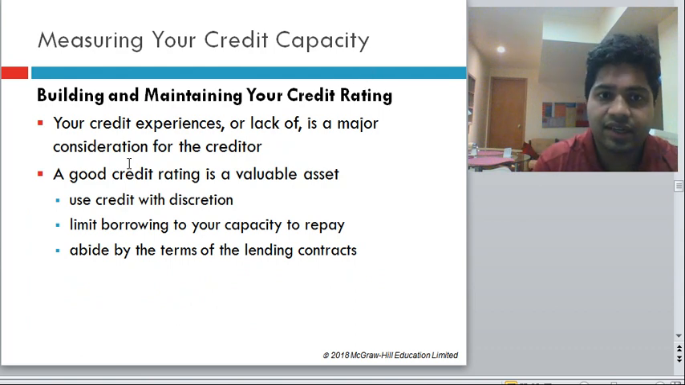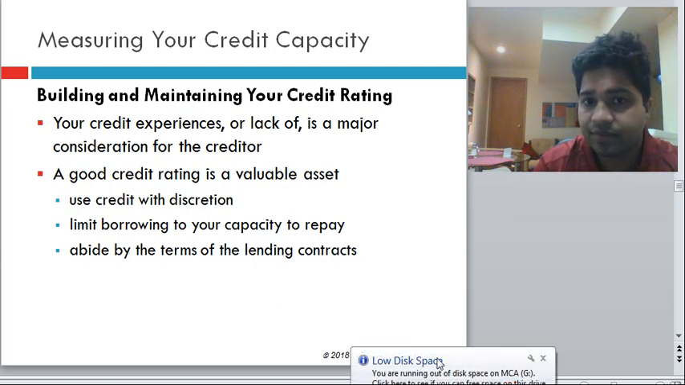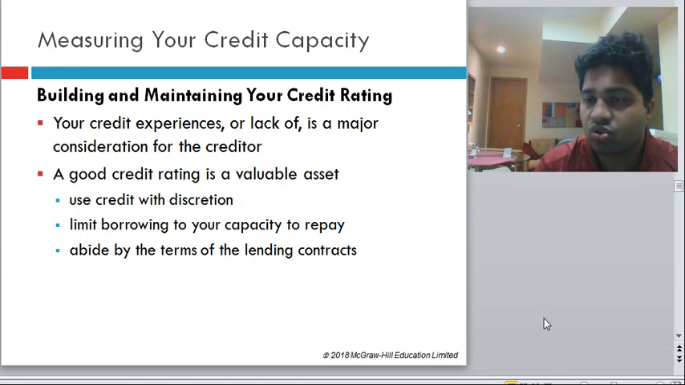Building and maintaining your credit, your experience or lack of it, is a major consideration for a creditor. A good credit rating is an asset. Use your credit at discretion. Limit borrowing to your capacity to repay. So the rules: less than 40% of your monthly payment for total debt obligations. Abide by the terms of the lending contract. So do not have outstanding balances. Always pay your balances on your credit card, on any loans, because it shows in your credit rating.